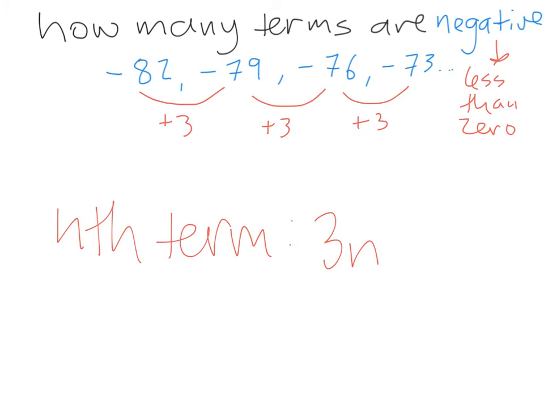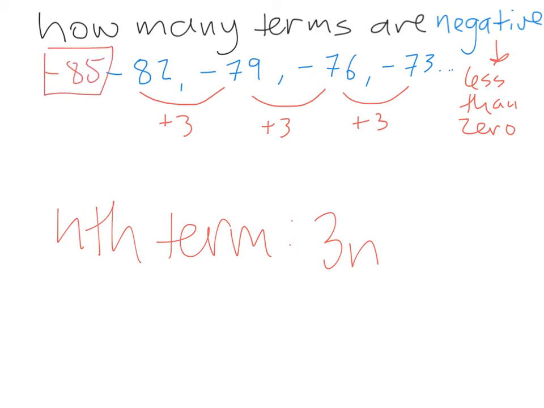Now we have to find the 0 term. Since minus 82 is the first term of our sequence, we need to go back one step and find what would be the 0 term. Since we're adding on 3 each time, we now need to minus 3 to get to our 0 term. So minus 82 minus 3 leaves us at minus 85.